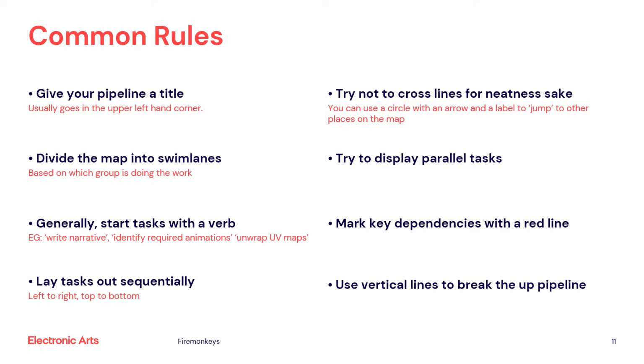If you can't adjust the map so that lines don't cross, you can use a circle with an arrow and a label to jump to another circle with an arrow and the same label another place on the map. Try to display parallel tasks where possible. You can indicate time with a bar. Mark key dependencies with a red line. If you want to put a decision into your map, that's the diamond shape above, make sure you have connectors coming out of the shape that represent each potential decision. You can use vertical lines to break up the pipeline into phases.